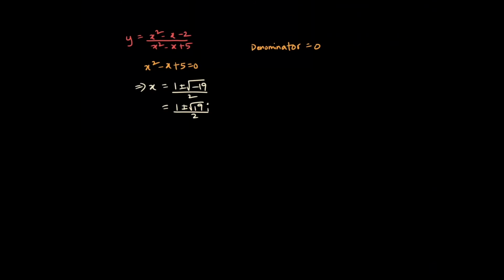Now, what does i represent? Since we have an i in our root, this shows that our roots are complex. Now, what does that mean? This means that for any real value of x, if we put it in, our denominator is never going to be 0. So, what does this show? This shows that this curve does not have any vertical asymptotes.